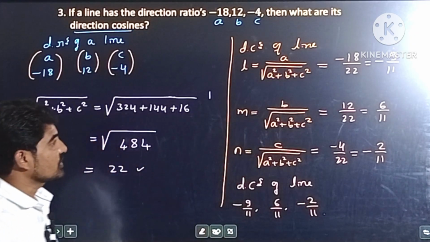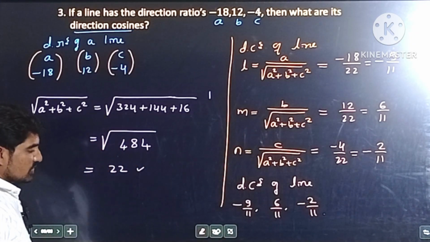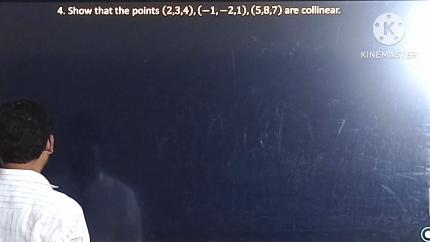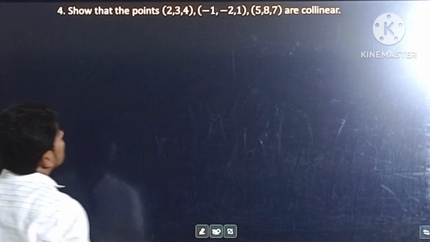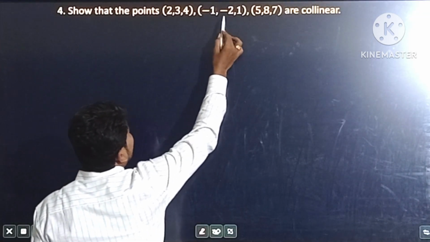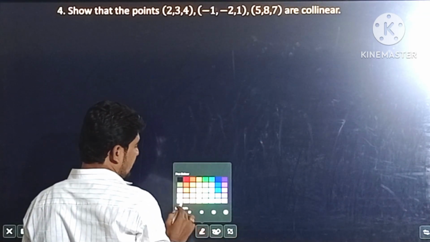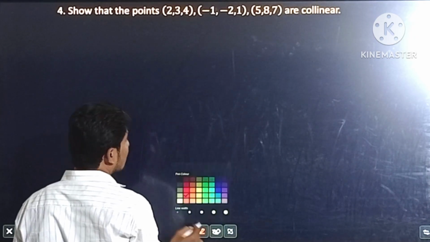I hope all of you understood. So let's start the next question. The next question is, show that the points 2, 3, 4, minus 1, minus 2, minus 1 and 5, 8, 7 are collinear. Here we need to prove that the given 3 points are collinear.